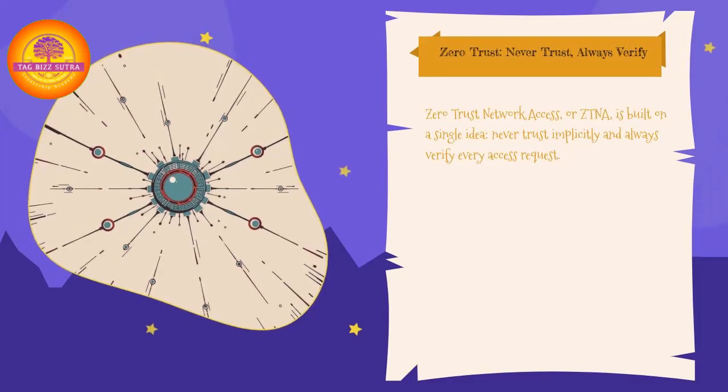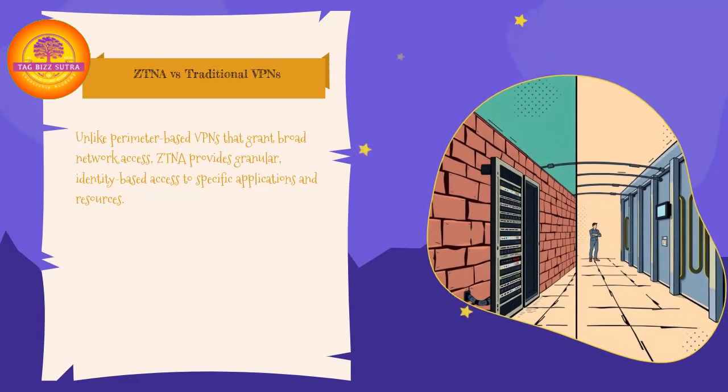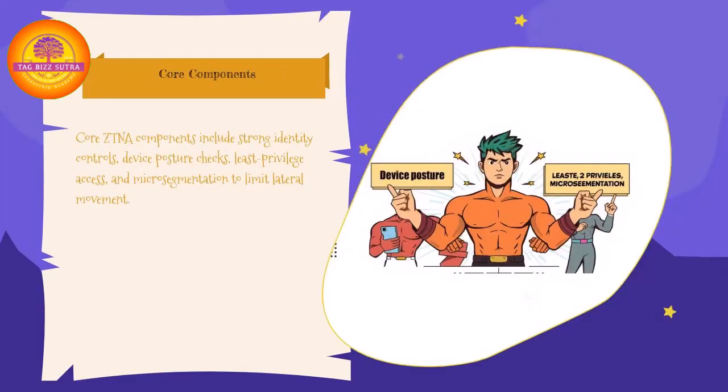Zero Trust Network Access, or ZTNA, is built on a single idea: never trust implicitly and always verify every access request. Unlike perimeter-based VPNs that grant broad network access, ZTNA provides granular, identity-based access to specific applications and resources.